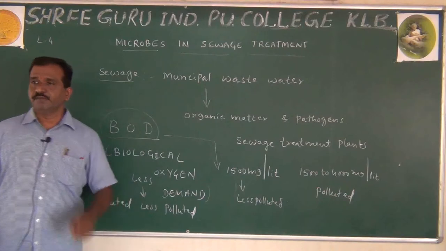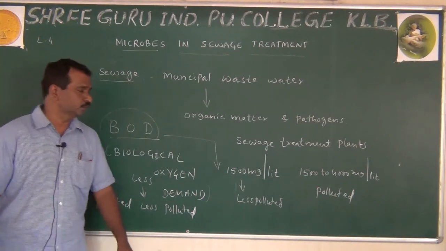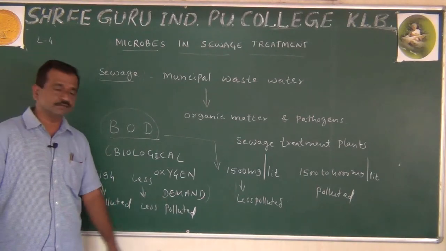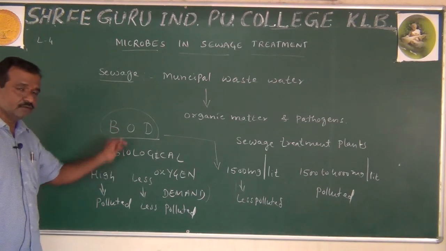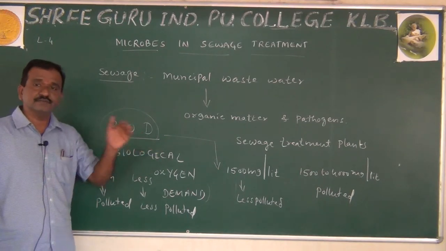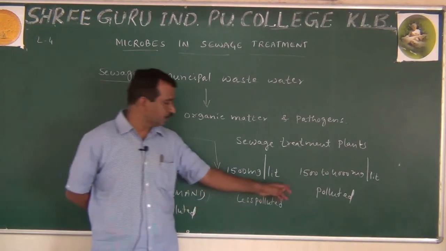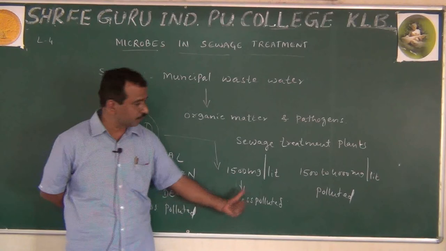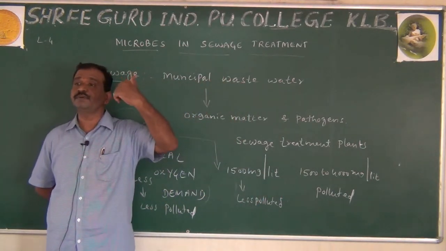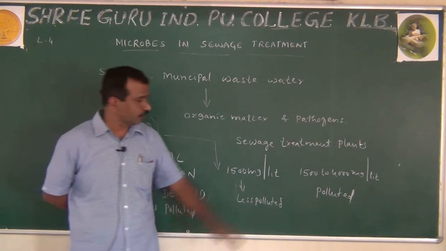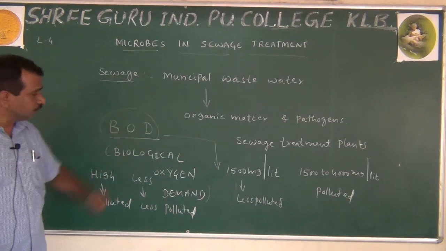So here, biological oxygen demand or biochemical oxygen demand. Your textbook has given biochemical oxygen demand. Just observe that. If BOD is high, water is polluted. If BOD is less, water is less polluted. And approximately, 1500 mg is less polluted, 1500 to 4000 mg, up to 6000 mg per liter is highly polluted. So like this, all those things have now been introduced.